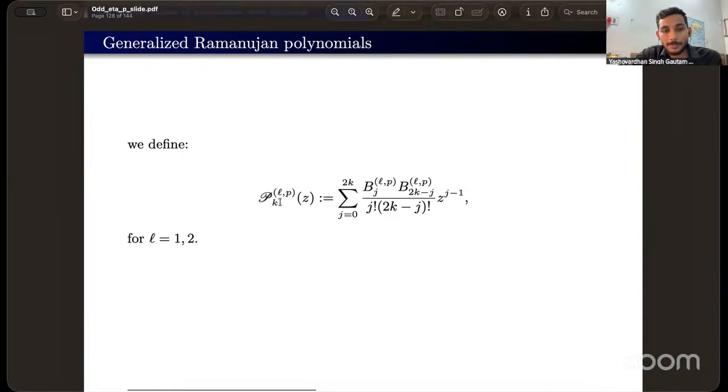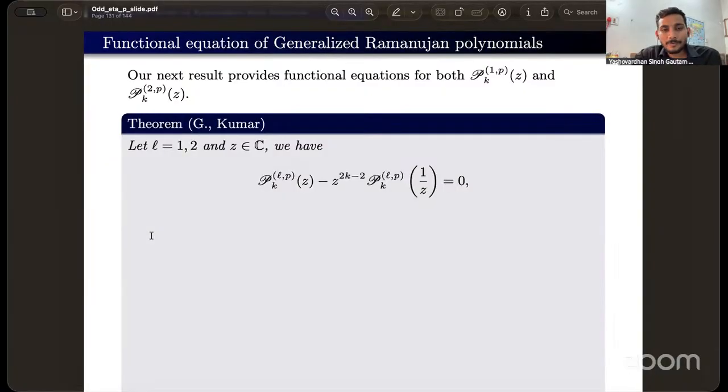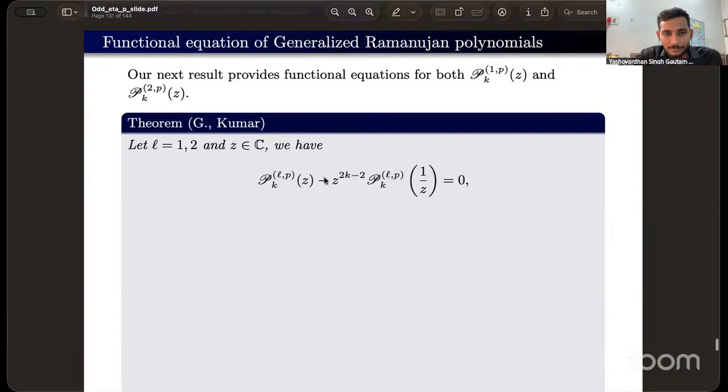So we take this p_k function as a finite sum, a rational function, as we have for the classical Bernoulli numbers. Here L equal to 1 means we are taking the Bernoulli numbers of the first kind, that is, Bernoulli numbers for zeta p_k's. And L equal to 2 means Bernoulli numbers of the second kind, that we have for eta p_k's. We tried and are able to get some results. For both L equal to 1 and 2, the two-term functional equation is satisfied.